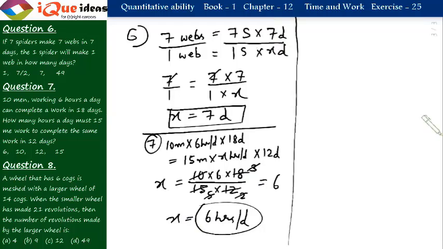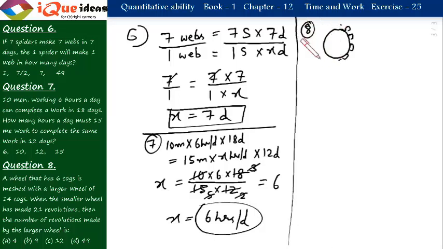Now the next question, question number 8. There's a new concept. It says a wheel that has 6 cogs is meshed with a larger wheel of 14 cogs. When the smaller wheel has 21 revolutions, then the number of revolutions made by the larger wheel. Now cogs means teeth. Now there is a wheel which has teeth like this. So this one teeth is called one cog. Okay, this one teeth is called one cog.